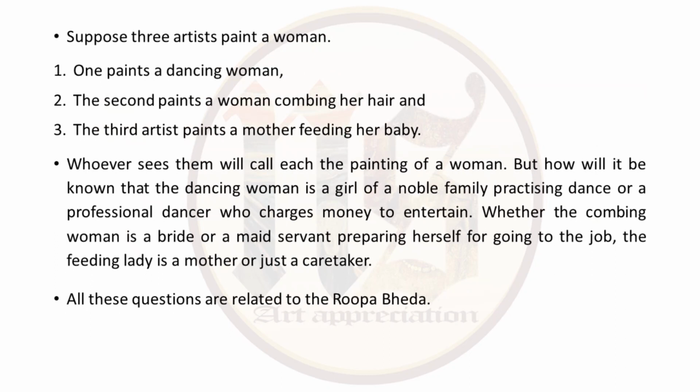He says that let's suppose 3 artists paint a woman. One paints a dancing woman, the second one paints a woman combing her hair, and the third artist paints a mother feeding her baby. Now whoever sees them will immediately see that this is a painting of a woman. But how will the viewer know that the dancing woman is a girl of a noble family practicing dance or a professional dancer who is charging money to entertain? Whether the woman combing her hair is a newlywed bride or a maid servant preparing herself for going to the job? How will the viewer know that the feeding lady is a mother and not just a caretaker?